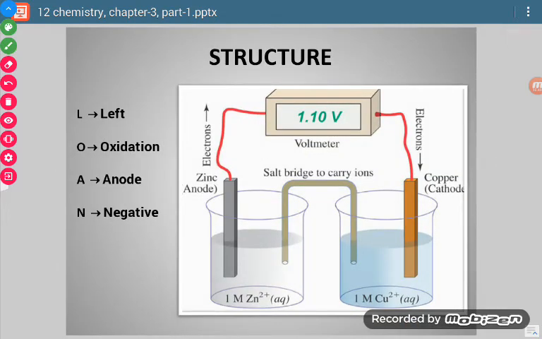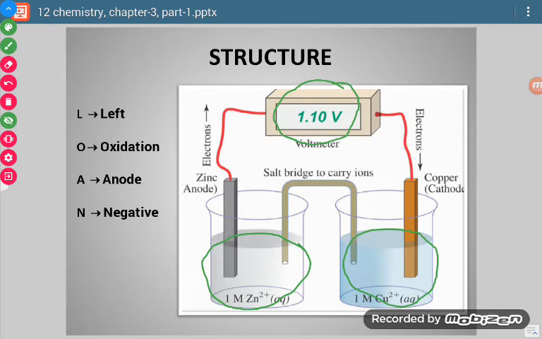Now let us remember how to remember that which sign is to be given and what do we call. Okay, now see, this is general structure, or here we have taken zinc copper electrochemical cell. So when we take solution concentrations as 1 molar, then EMF value becomes 1.1 volt.